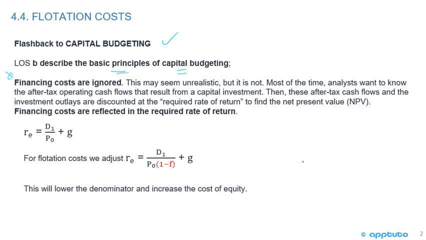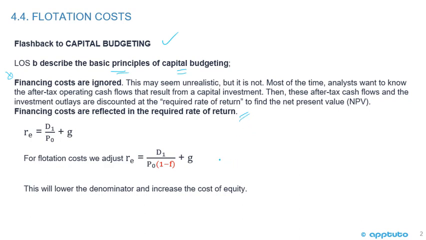Most of the time, analysts want to know the after-tax operating cash flows that result from a capital investment. Then these after-tax cash flows and the investment outlays are discounted at the required rate of return to find the net present value. Financing costs are reflected in the rate of return, okay?